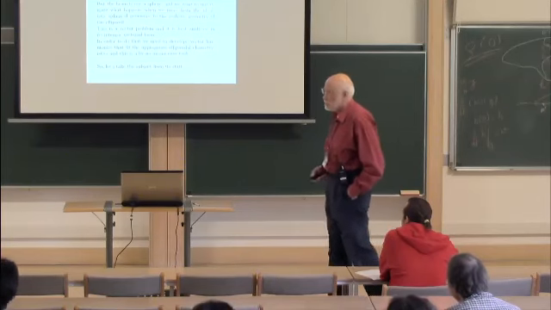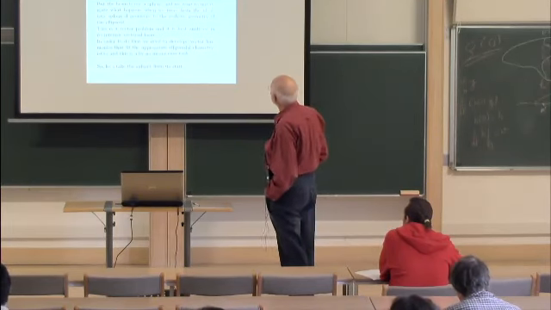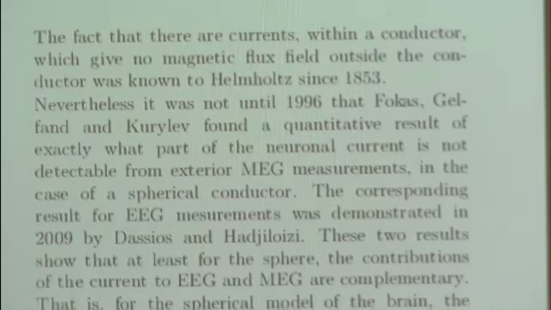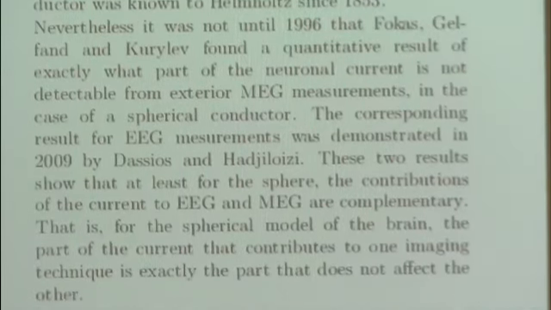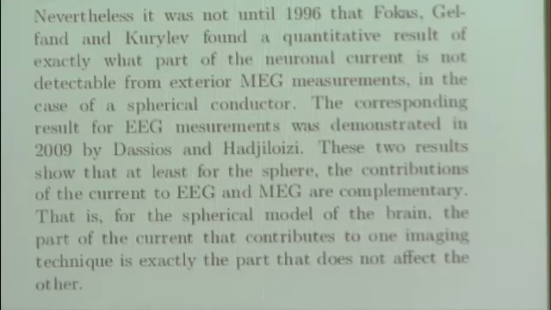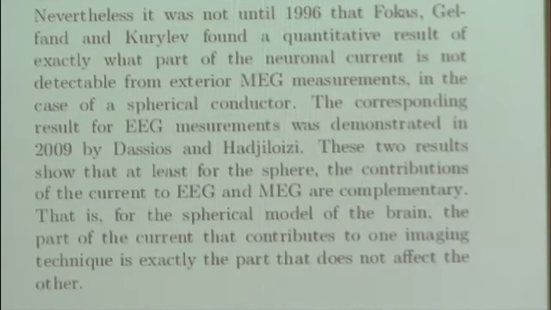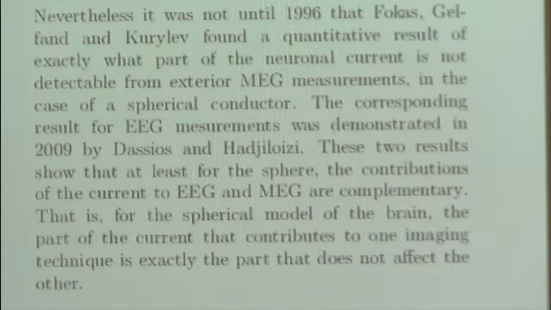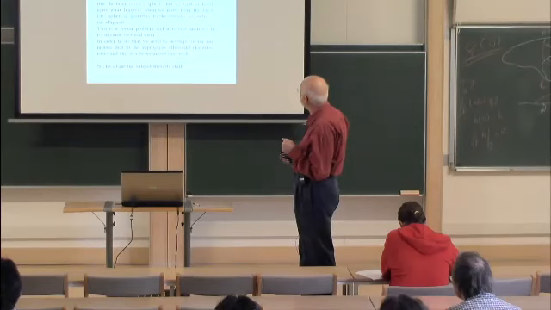So let me show some brief history here. Now the fact that there are currents within the conductor that cannot produce any magnetic flux outside was known to Helmholtz more than 150 years ago. But it was not until 1996 that Fokas, Gelfand, and Kurylev wrote a very nice paper, and they identified exactly what part of the current can be seen from MEG. And then a few years later, in collaboration with a student of mine, we did the same thing for EEG.